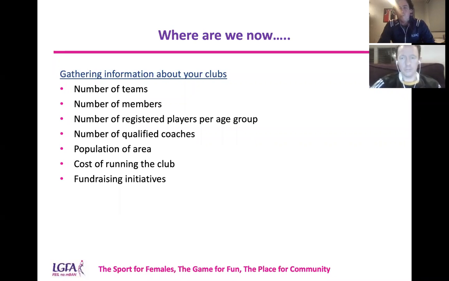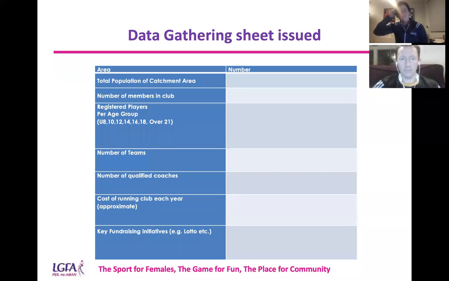How much does it cost to run the club as well? And then a few other things, like what current fundraising initiatives do you actually do? Or is there any sort of income that the club currently has to offset the cost of running the club? So again, I know that seems a bit daunting to go out and figure out all that information straight away, but say you should have a lot of it.